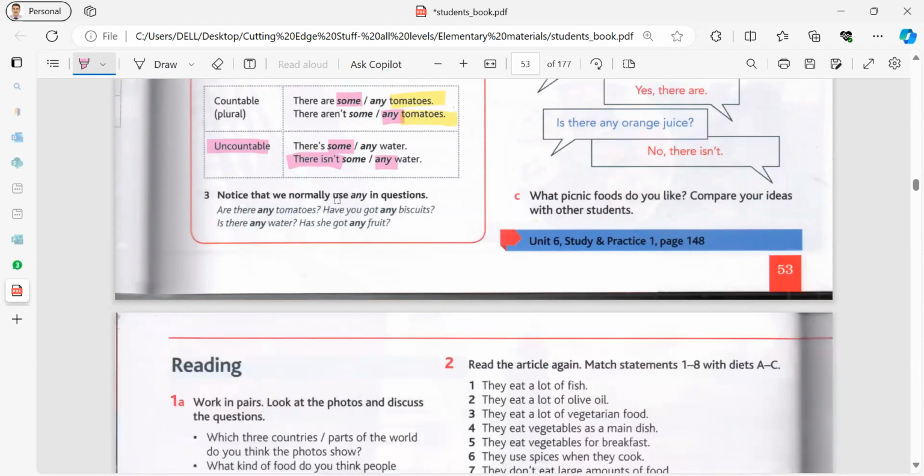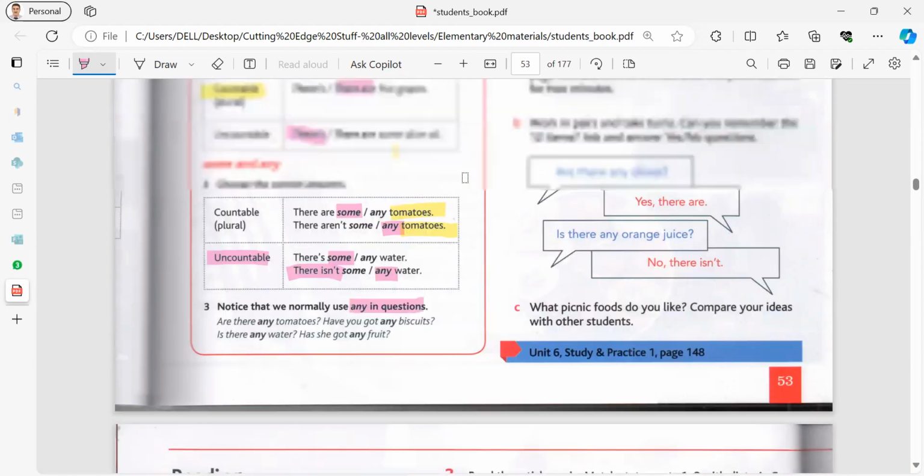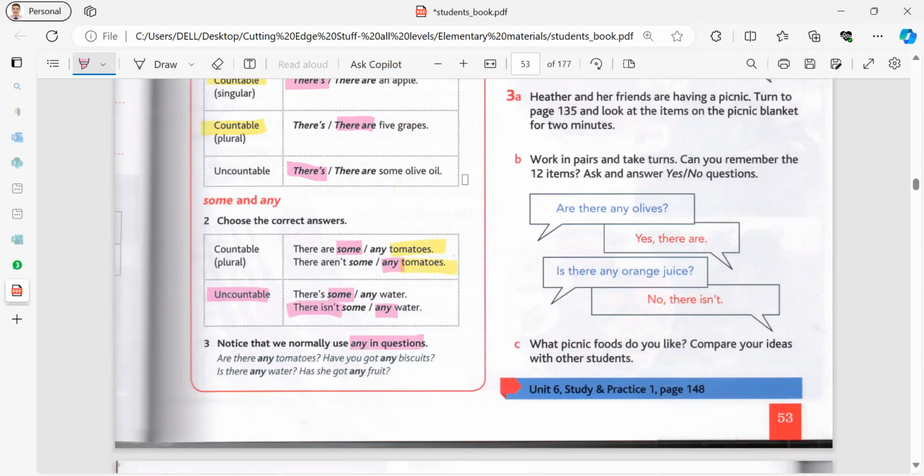Like this example, who can read? I have a question, teacher. Yes, go ahead. We use it in uncountable noun. Uncountable noun. Yes, is. Exactly.